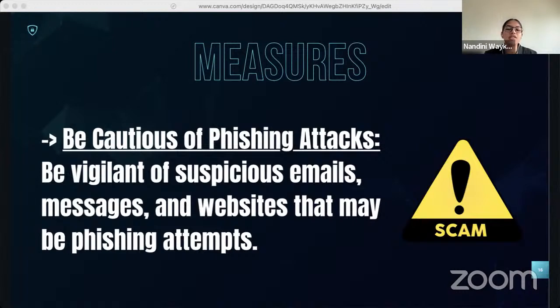They might be phishing attacks. So we should be really careful, and we should avoid clicking on links or downloading any attachments that come with email or from any unknown or untrusted sources. And we have to verify the legitimacy of requests for sensitive information.